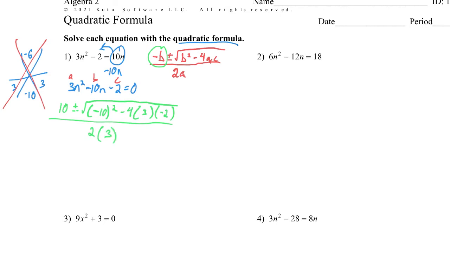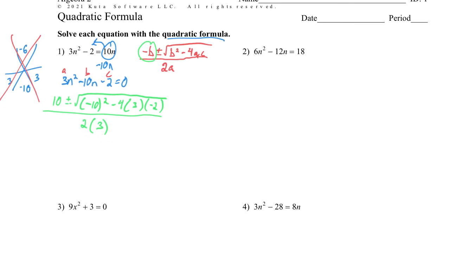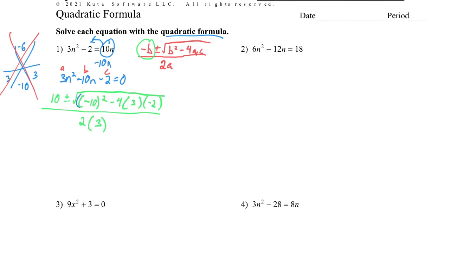And once you've got everything plugged in, it's just a matter of evaluating. And so you're going to start by evaluating everything inside the square root. So everything in here you're going to do first. So negative 10 squared is negative 10 times negative 10, so that's positive 100. So we have 100, and then we have negative 4 times 3 is negative 12, and then multiply negative 12 with negative 2. It's going to give us a positive 24. So that's what's underneath our square root.